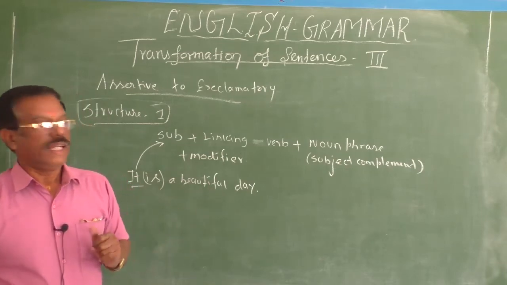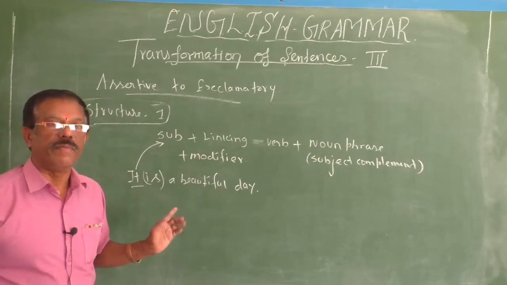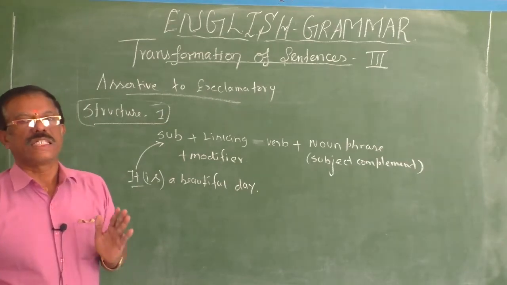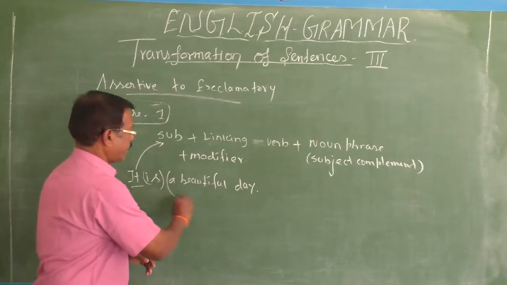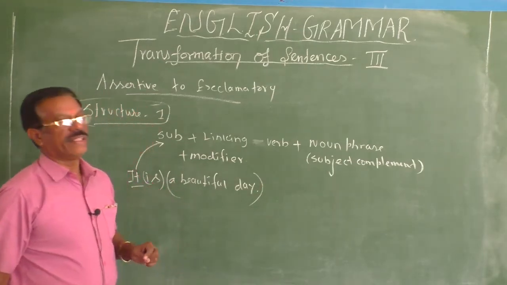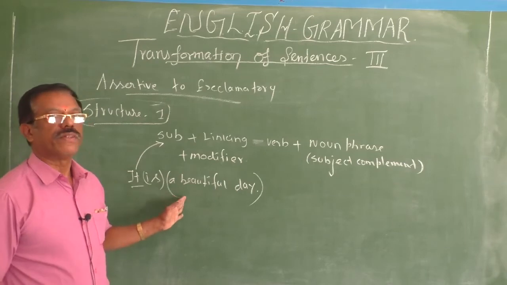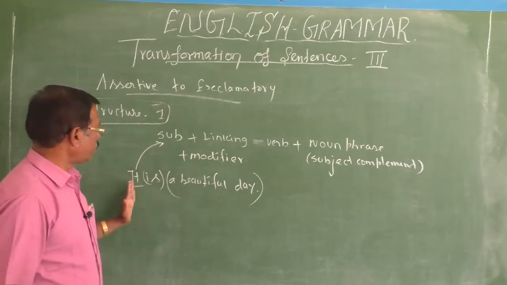Okay, fine. A linking verb will have a complement immediately after it. That is why we call such verbs linking verbs. A beautiful day is a noun phrase. It is a subject complement. A beautiful is a modifier. Okay, fine. So, it's a beautiful day.